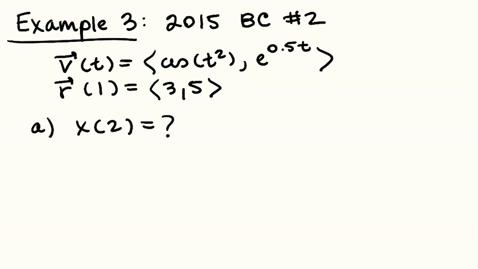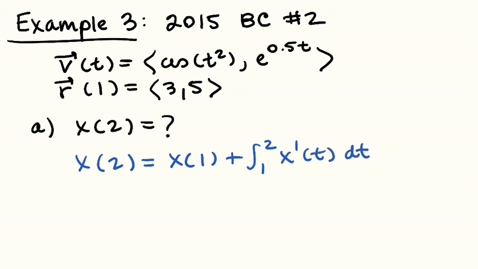Well, I know from the fundamental theorem of calculus, just like the last question I did, x of 2 is equal to x of 1 plus the integral from 1 to 2 of x prime of t dt. Now x prime is the x component of the velocity vector, so that's cosine of t squared as my integrand. The problem is, that's not something we can cook up an antiderivative for. In the absence of that, we bring out the calculator. We're going to use Math 9.